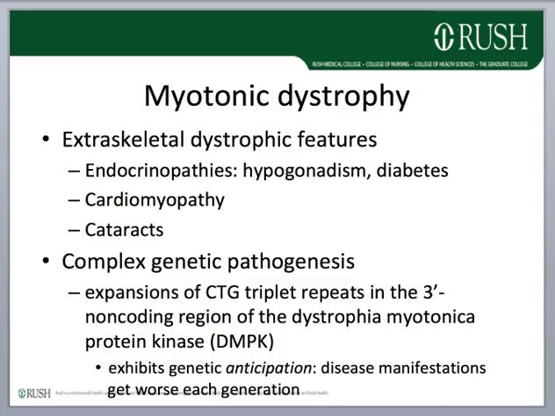It has a complex genetic pathogenesis, which I won't go into too much detail, mainly because I don't understand it that well, but involves expansions of CTG triplet repeats in the 3' non-encoding region of the dystrophia myotonica protein kinase gene. It's interesting in that this exhibits genetic anticipation, which is a phenomenon where disease manifestations get worse with each generation. So it has some similarities with another disease that I'm sure you'll talk about in the next course, Huntington disease.